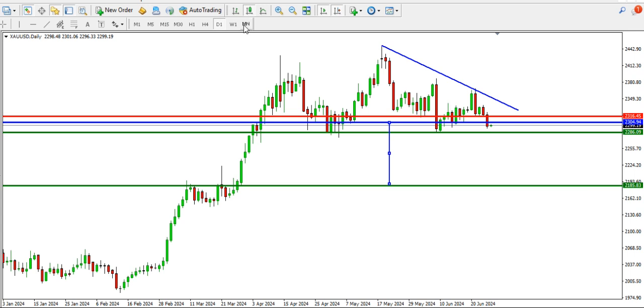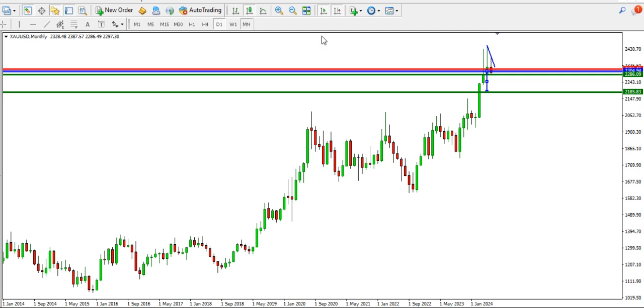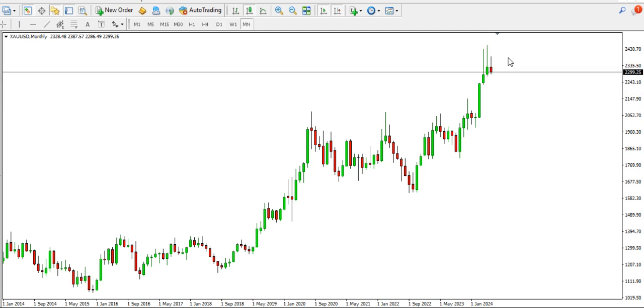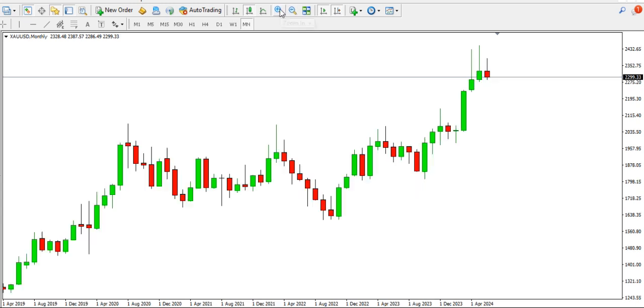Let's look at what we have on the monthly time frame. On the monthly time frame, we are seeing that the price of gold is giving us an evening star candlestick pattern. This particular pattern that is forming on the monthly time frame is a trend reversal pattern.